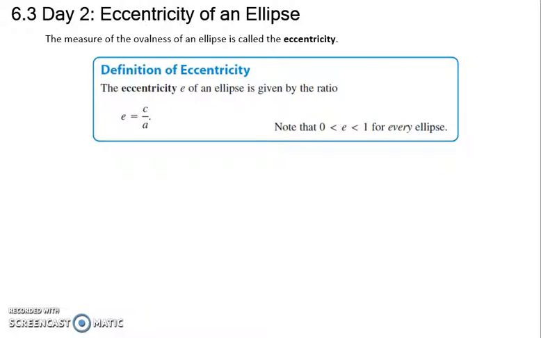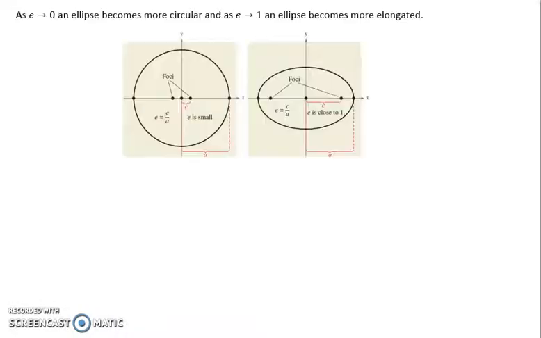So how the eccentricity works is, as e approaches 0, the ellipse becomes more circular. If you look at the picture on the left, the foci are really close to the center, so c is a very small distance, and a is just normal. If we take a really small number, c, and divide it by a, we get something close to 0, and that ends up being circular.